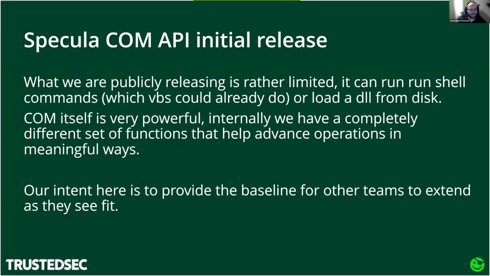So for this initial release, inside of the repo that we're making public, we have an API folder that is a Visual Studio 2022 project that is an implementation of a COM object that you can deploy through Specula. What we're releasing publicly is relatively simplistic. It can run shell commands. You can do that through VBScript anyways, and you can load a DLL from disk. But you're not limited to that.